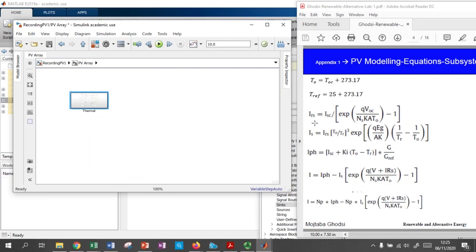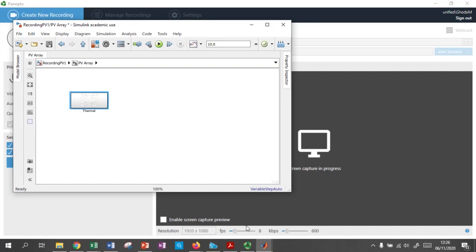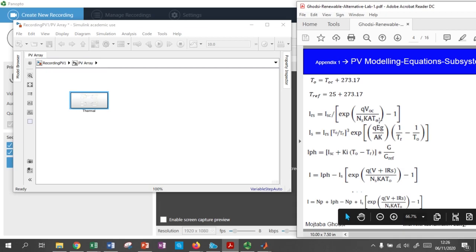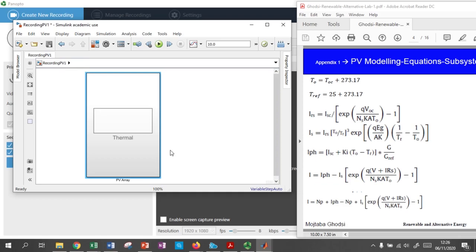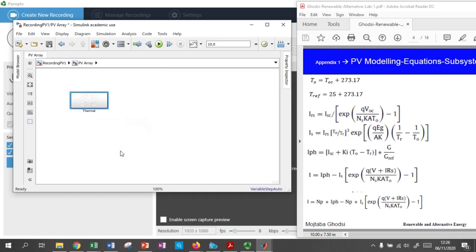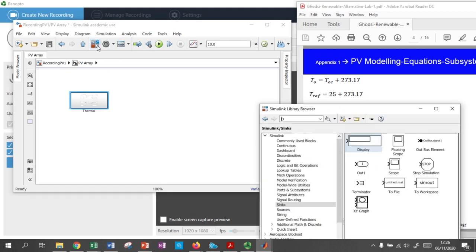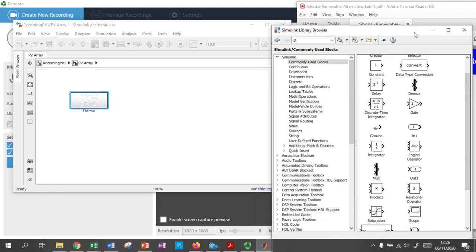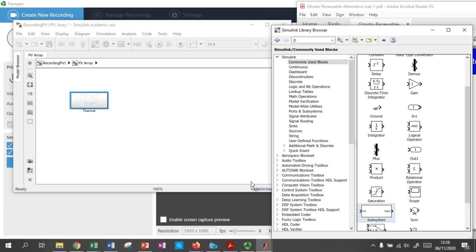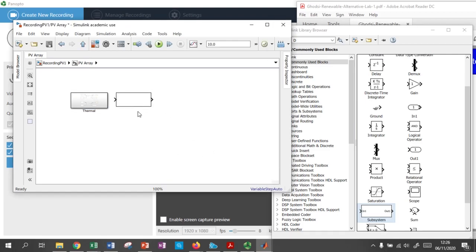The next part is related to IRS, as you can find here. Now I will make IRS. In order to make the IRS, I need to make another subsystem inside of the PV array. Then I will go through the PV array. The thermal part has been generated before. Now I need to create another one. Again, I will go to the subsystem, commonly used one. I use this one, commonly used. Is there any subsystem? Yes, there is a subsystem. Okay, I will insert it here.